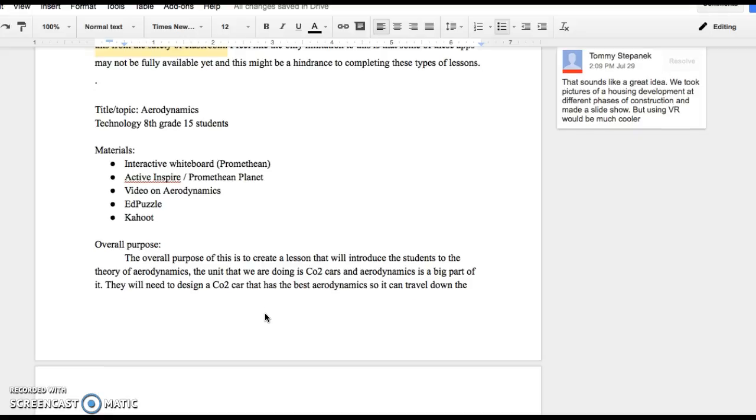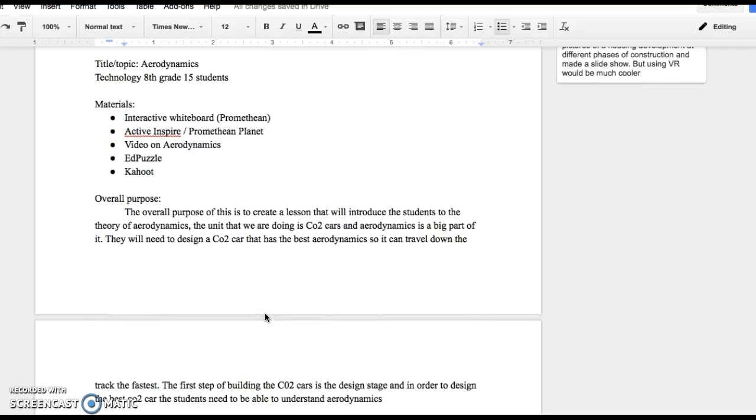But my overall plan is to use the whiteboard I have in my room, which happens to be Promethean, with the Active Inspire software, because that is also the software that I have in my classroom. That way, this will be something I can use later on.